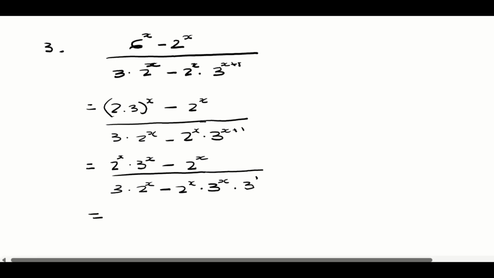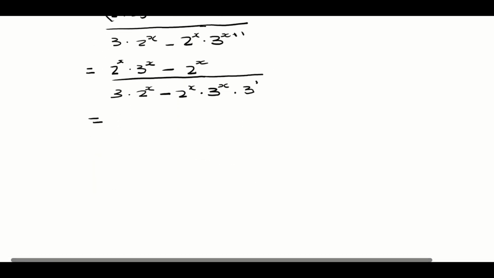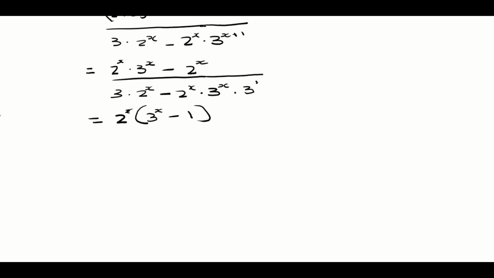Okay, that's going to give us, if you look in the numerator, we can find a common factor, which is 2 to the power of x, and I will take that out as my common factor, 2 to the power of x. What's left is 3 to the power of x minus 1 all over. Looking at the denominator, I can take out 3 times 2 to the power of x as a common factor. What will be left over is 1 minus 3 to the power of x.